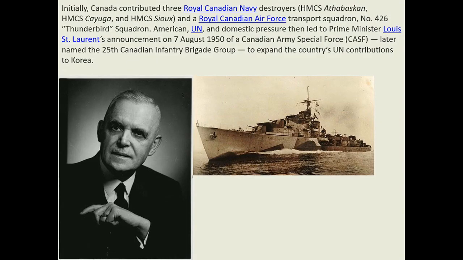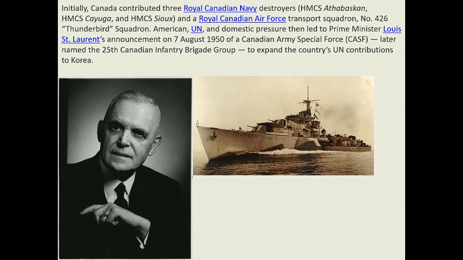Initially, Canada contributed three Royal Canadian Navy destroyers, HMCS Athabaskan, HMCS Cayuga, and HMCS Sioux, and Royal Canadian Air Force Transport Squadron number 426 Thunderbird Squadron. American, UN, and domestic pressure then led to Prime Minister Louis St. Laurent's announcement on the 7th of August 1950 of a Canadian Army Special Force, later named the 25th Canadian Infantry Brigade Group, to expand the country's UN contributions to Korea.